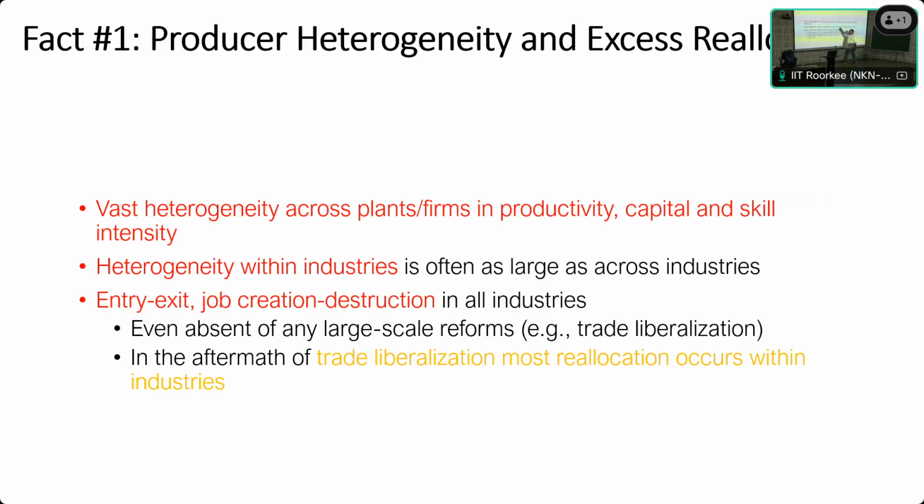Entry, exit, job destruction, and reallocation occur in all industries, even in the absence of any large-scale reforms. Even when there was no policy change, you will see a lot of entry and exit of firms happening, and a lot of job destruction. Also, obviously, after trade liberalization, most of the reallocation of resources happens within industry, as resources flow from one firm to another, or from one set of firms to another set of firms, because some firms exit the industry.